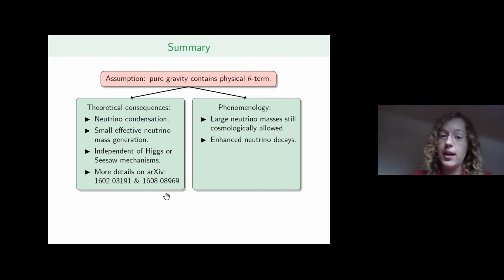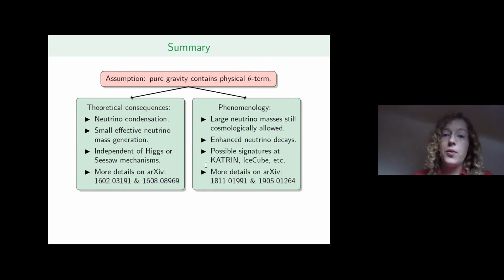Then we saw that we have enhanced neutrino decays, which are different for Majorana and Dirac neutrinos, and which can be measured, for example, at IceCube or solar neutrino experiments, and in particular, the mass signatures can be observed at the KATRIN experiment and in the next generation of cosmological surveys, like Euclid, for example. And these phenomenological aspects are written down in these two papers, and I hope there will be two more coming up soon. So stay tuned.